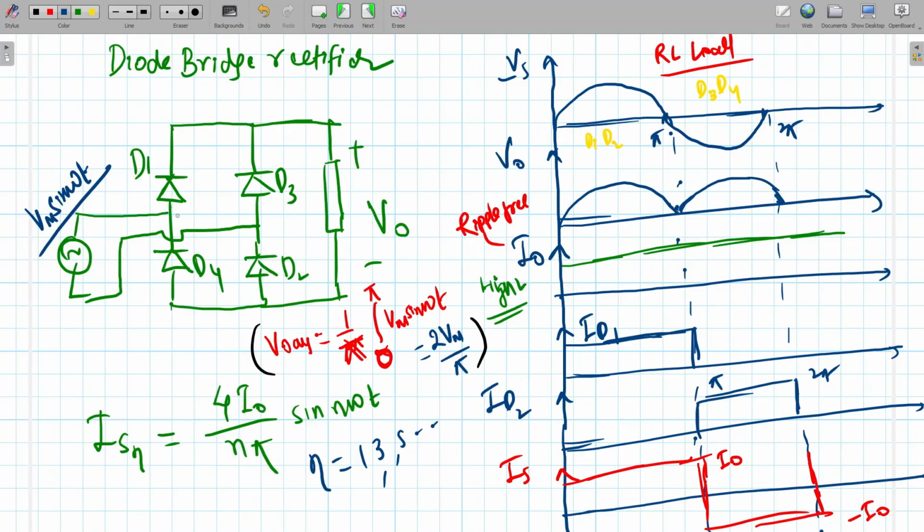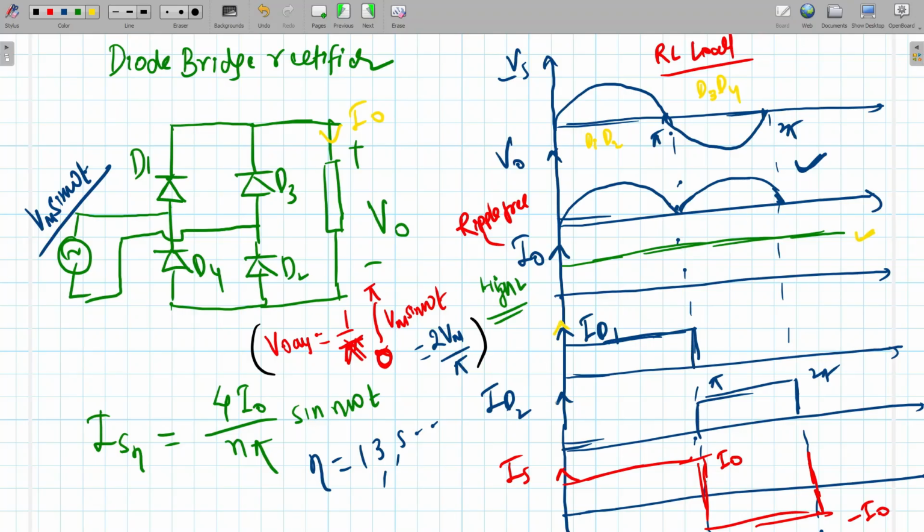When this Vs is positive, then D1 and D2 will be forward biased. They will conduct, and this is the output voltage waveform. I'm assuming that the output current is constant, ripple free. So this is the output current waveform.